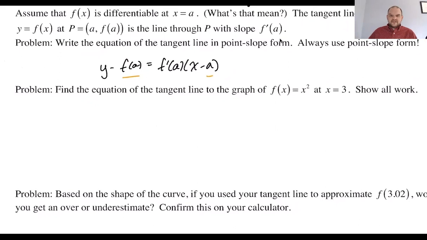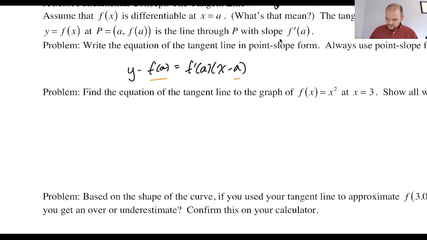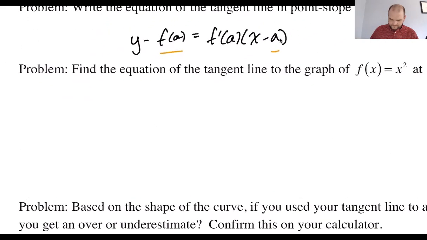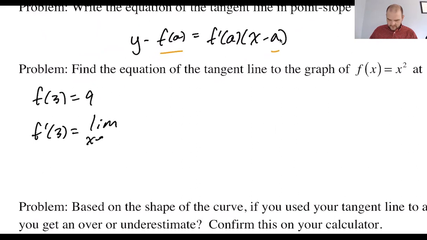Find the equation of the line tangent to the graph f of x equals x squared at x equals 3. Show all work. Okay, so I'm going to need f of 3. Since f of x is x squared, it's just going to be 9. I need f prime of 3. So let's use the limit as x approaches 3 of f of x minus f of 3 over x minus 3.